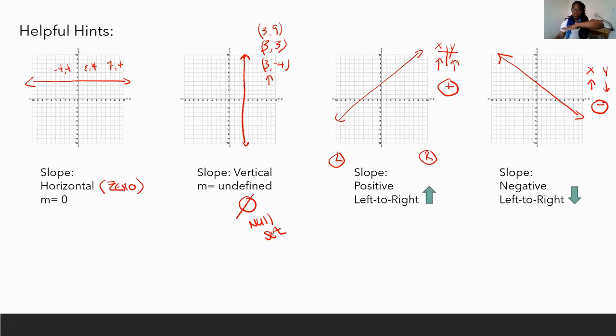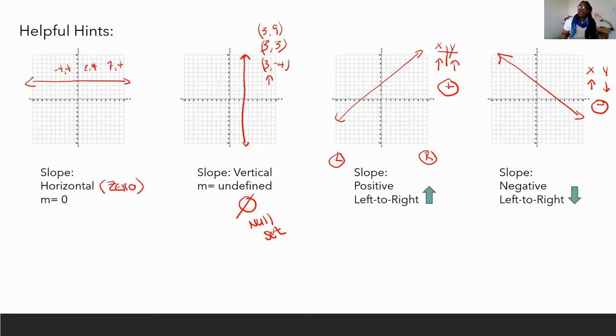So we got horizontal, zero slope. Vertical, undefined. Think about it. Do you want to be on top of a mountain and all of a sudden you see a straight drop down, no curve, no ease into it like you're skiing or something? You just go, boom. Yeah, that's death. We don't want to do that.